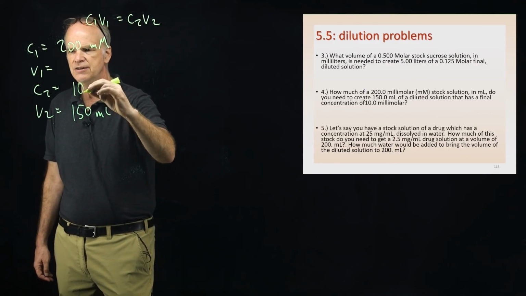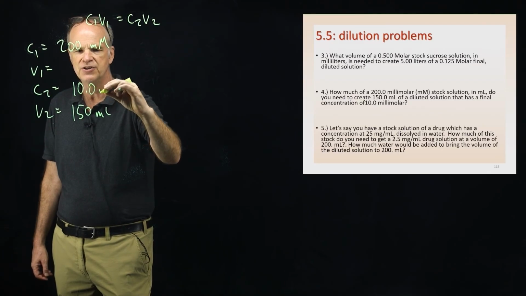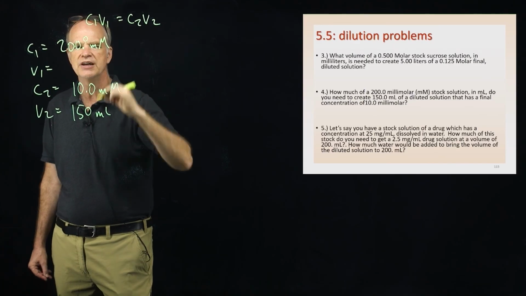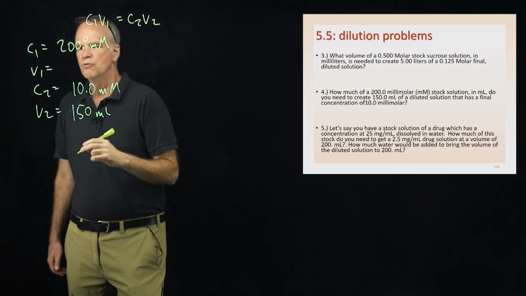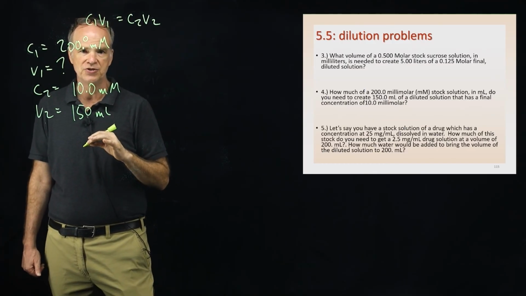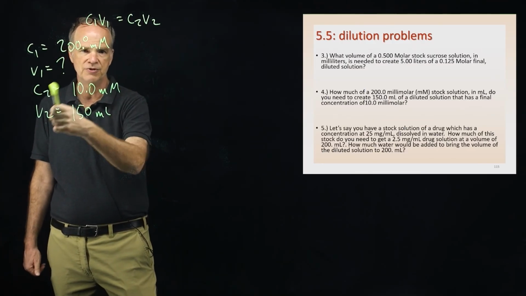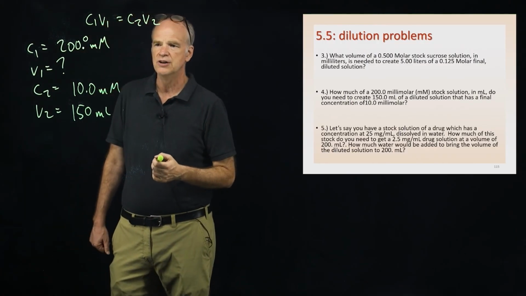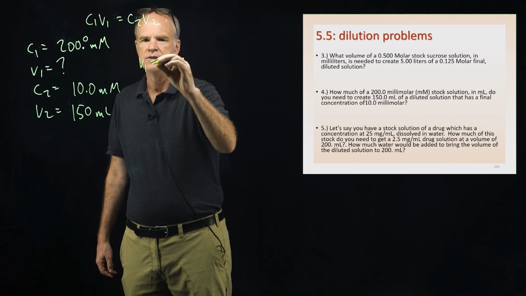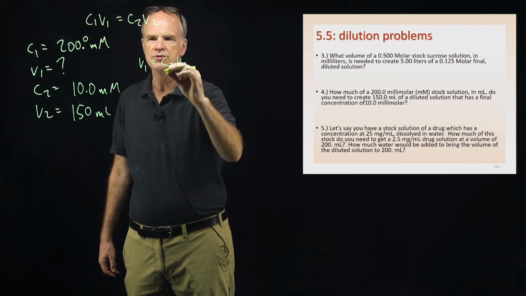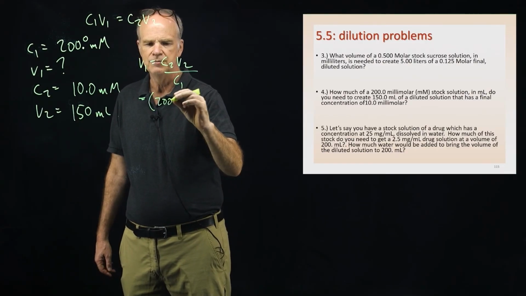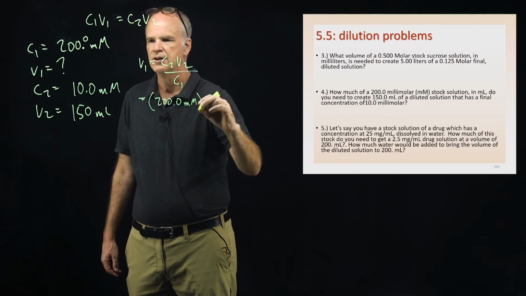And as a final concentration of 10 millimolar. So 10, and it looks like we had 3 significant figures. Millimolar is 200, that's 4 significant figures. Let me put that in there. Okay, so basically what we're trying to find is the volume of the stock solution needed to create a diluted solution with these parameters. So what we're going to do is solve for V1, C2V2 over C1. So C2 is 200.0 millimolar.